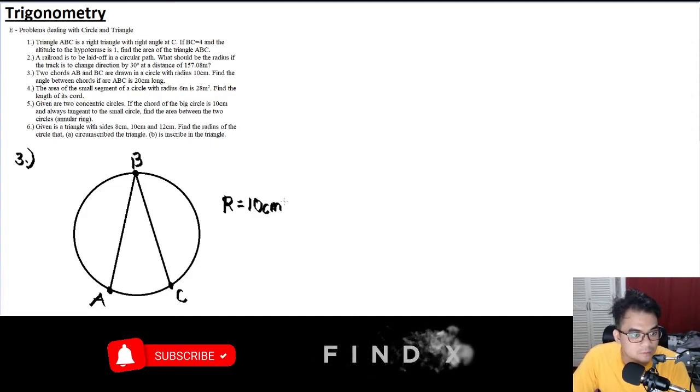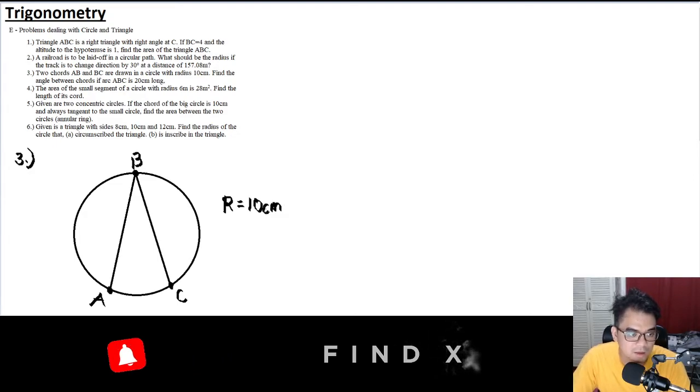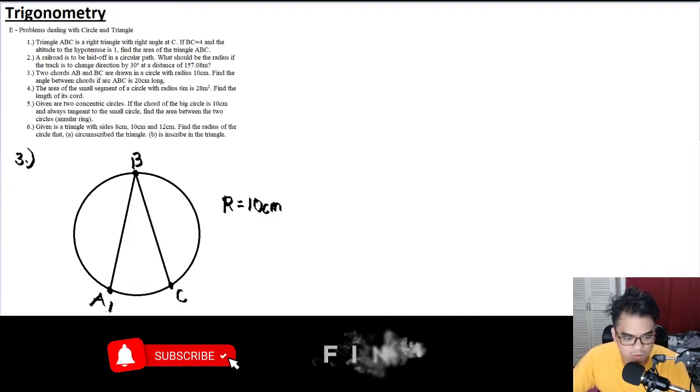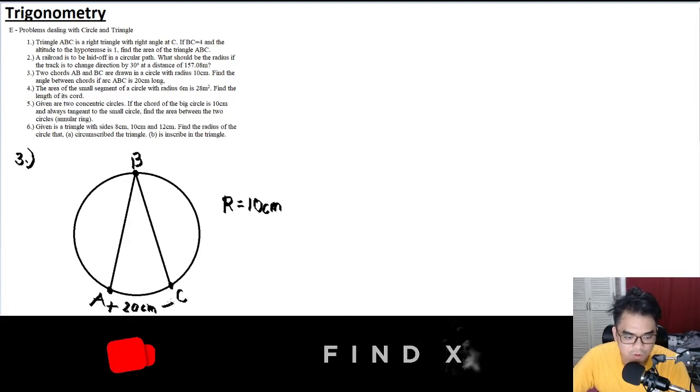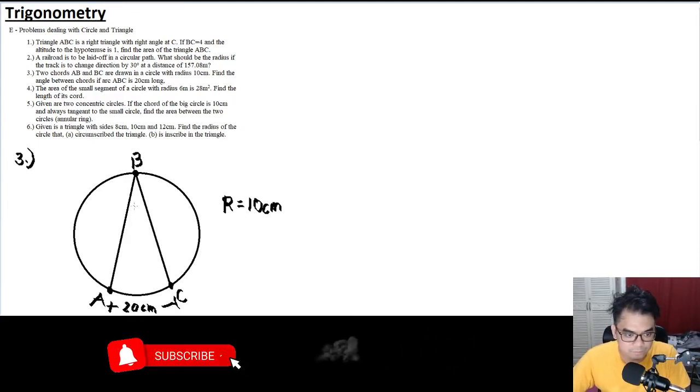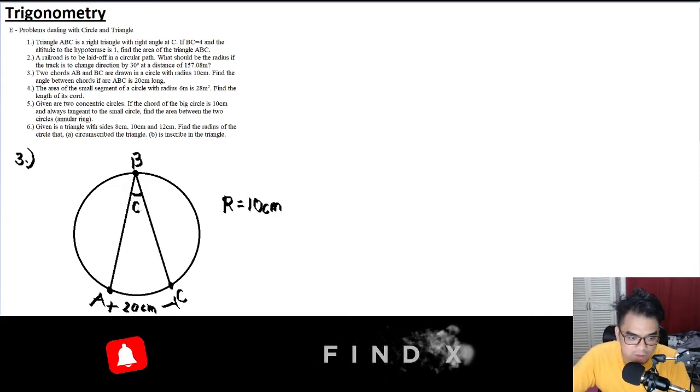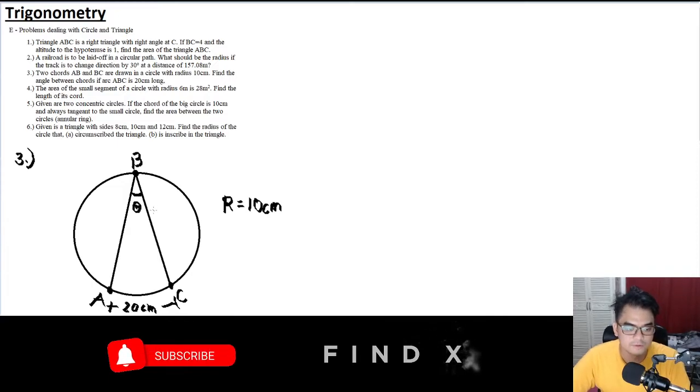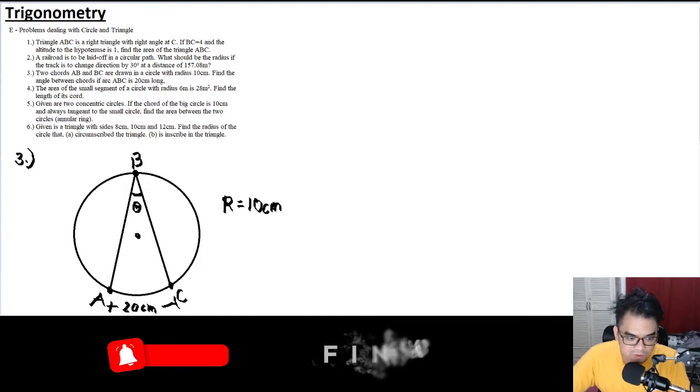Find the angle between chords if arc ABC is 20 centimeters long. So this arc is 20 centimeters long. We're required to find this angle. Let's say that this angle is theta. In order for us to analyze this, let's say that this is the center of the circle.